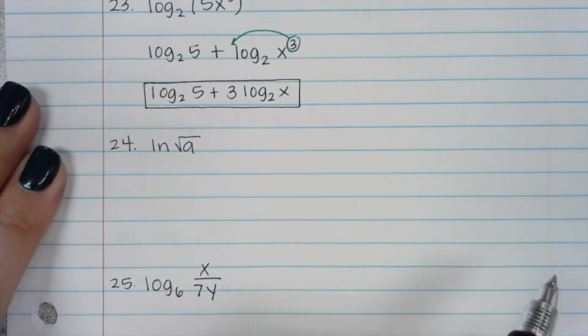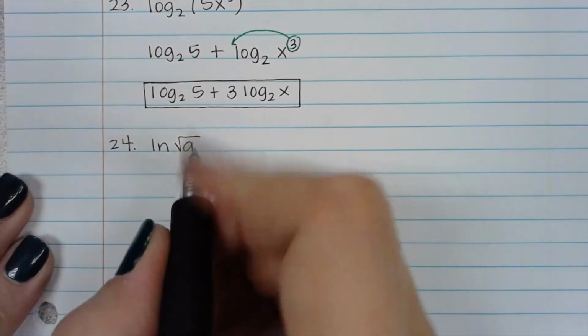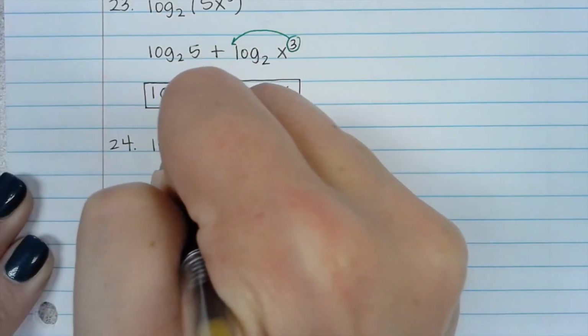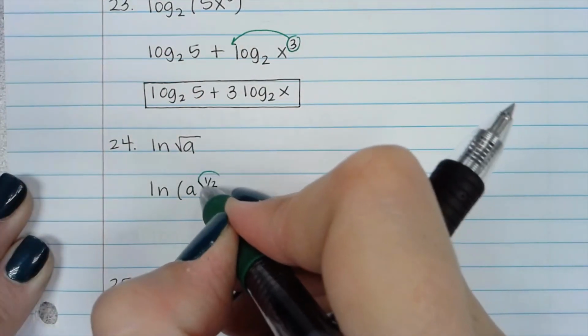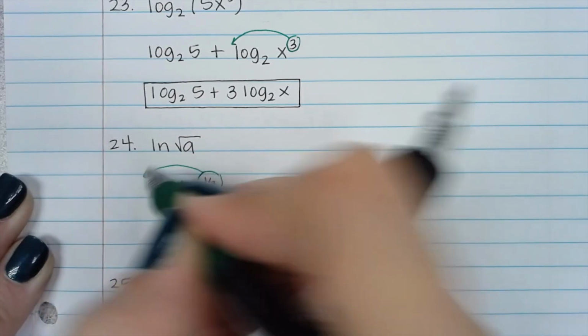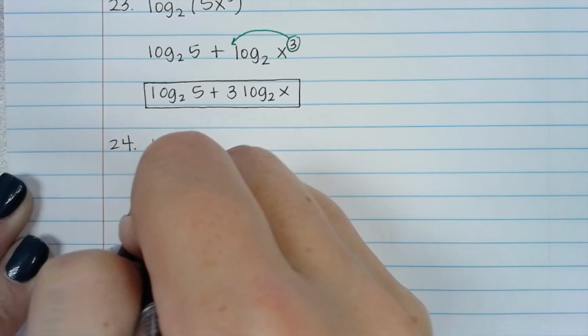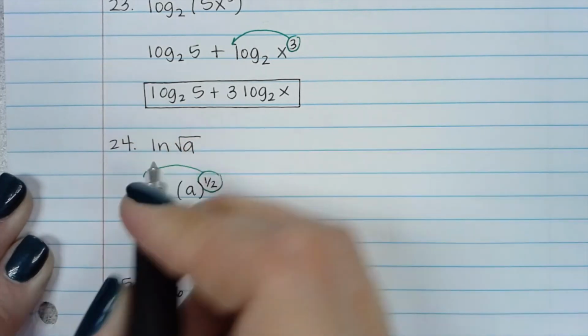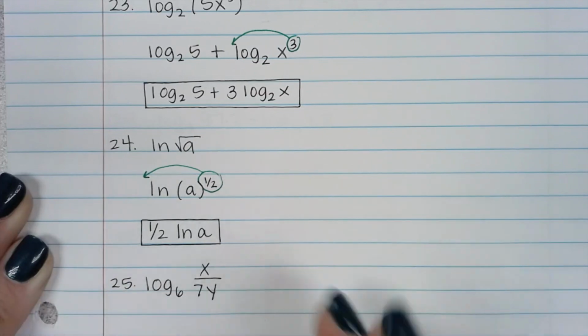On 24, the question says ln, or natural log of the square root of a. It'll help me to do this question if I rewrite it, and instead of writing the square root, I'm going to write it as a 1/2 exponent. So in expanded form, this 1/2 exponent will flip out front. And so my answer for this question is going to be 1/2 ln a. There wasn't much to expand on that one.